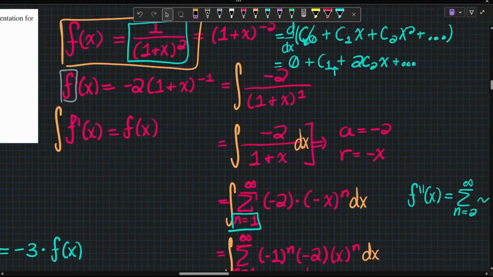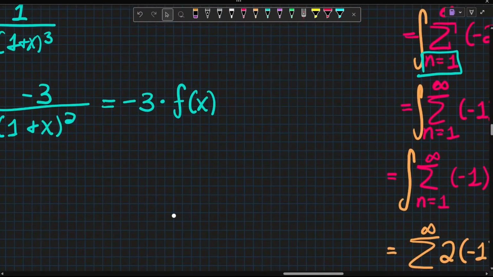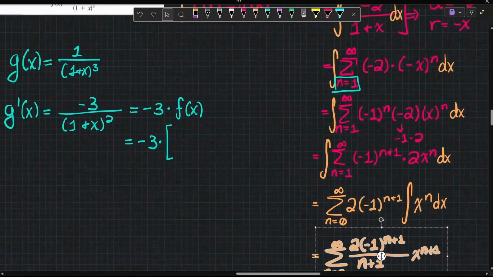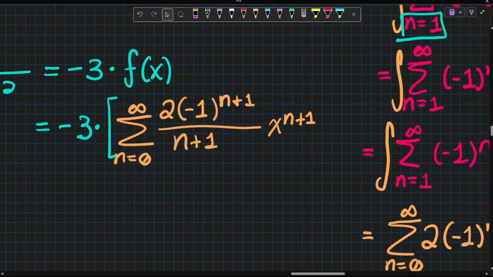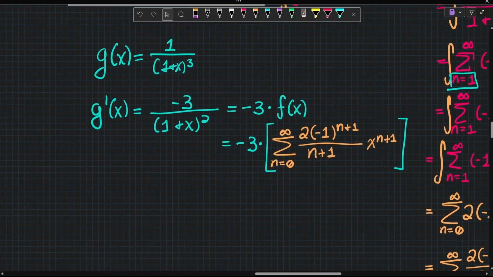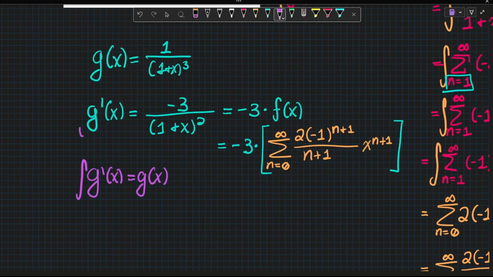And since this is -3 times f of x, and we know the series representation of f of x is this, we can write this as -3 times, in brackets of course, we'll just copy this. Alright, there you go. This will be -3 times this, because constants can get out of the series, we have this. Which means that all we have to do is recognize one more time that g prime at x and g at x are related by one integral. So all we have to do is integrate this, and you can do that once more.